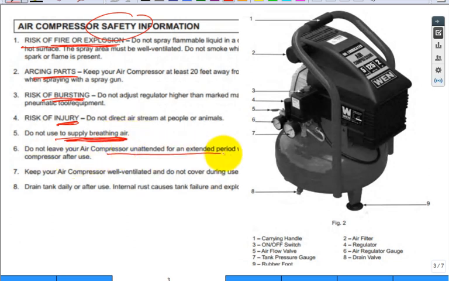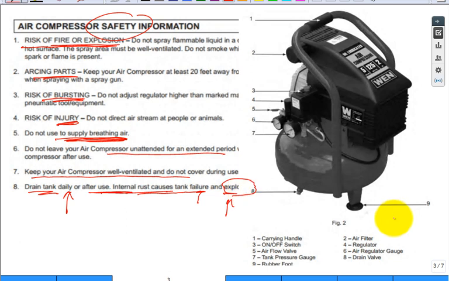Unauthorized? Oh, boy. Keep, oh, man, ventilated. And then drain the tank. How often do I need to drain this? Daily? I need to be out there daily draining my tank. Or whenever I use it. Because the rust can cause the tank to fail. And I cropped off that word, but I think you know what that word means. Explosion. Now, I know all of you want to run back to Home Depot and get a refund because this thing is so dangerous. But anyway, attorneys wrote that.